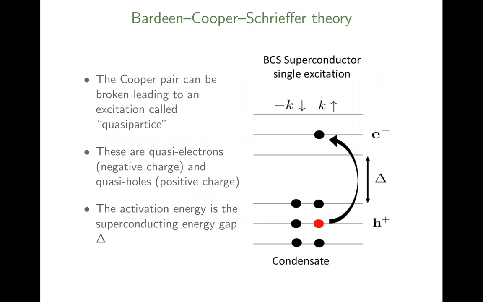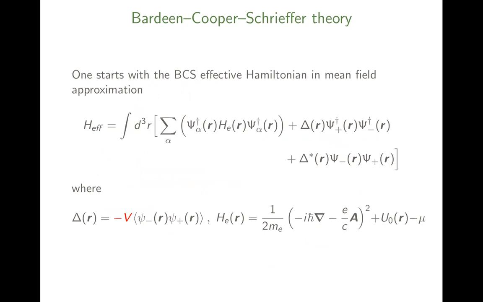But this ground state that the electrons form while they condense can be broken. Of course, you can excite your ground state, and the excitations of these ground states are typically called quasiparticles. They carry the same charge as the electrons, so they can be either negative or positive. And the activation gap of this excitation is the superconducting energy gap. And this is just some basic theory.